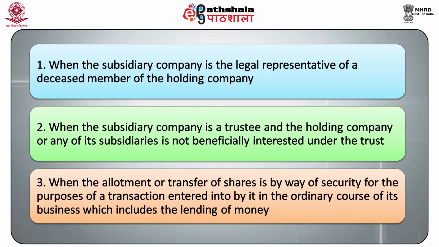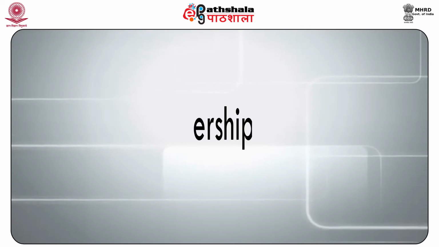First, when the subsidiary company is the legal representative of a deceased member of the holding company. Second, when the subsidiary company is a trustee and the holding company or any of its subsidiaries is not beneficially interested under the trust. Third, when the allotment or transfer of shares is by way of security for the purposes of a transaction entered into by it in the ordinary course of its business, which includes the lending of money.